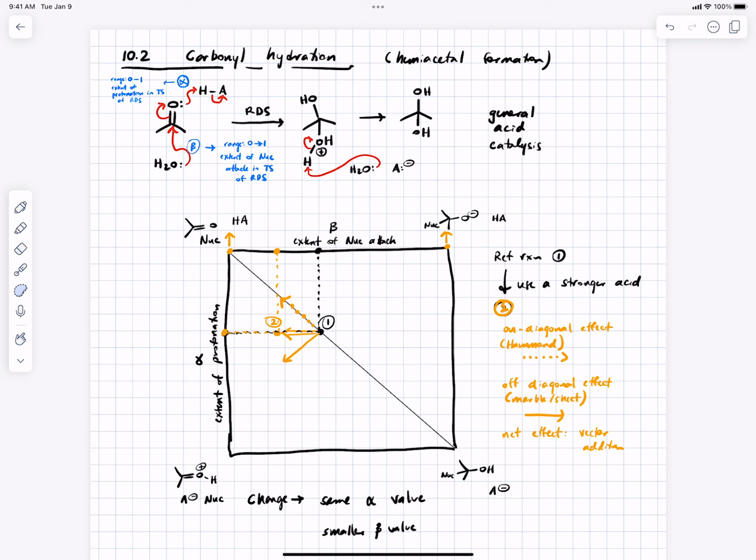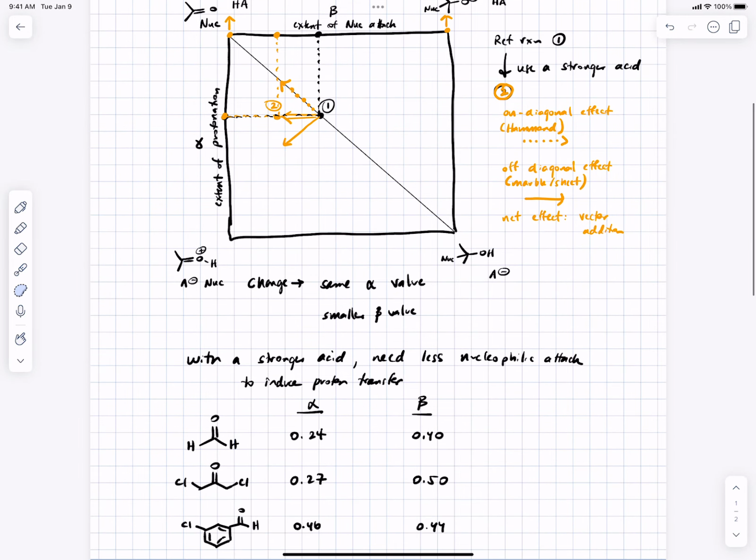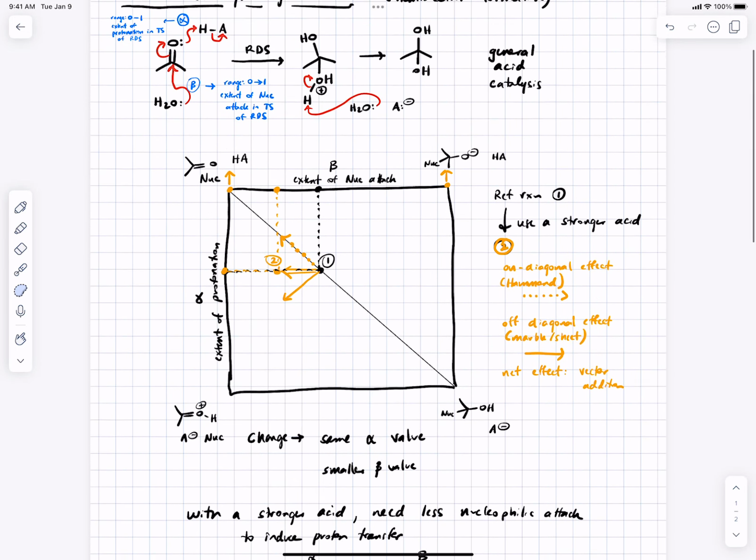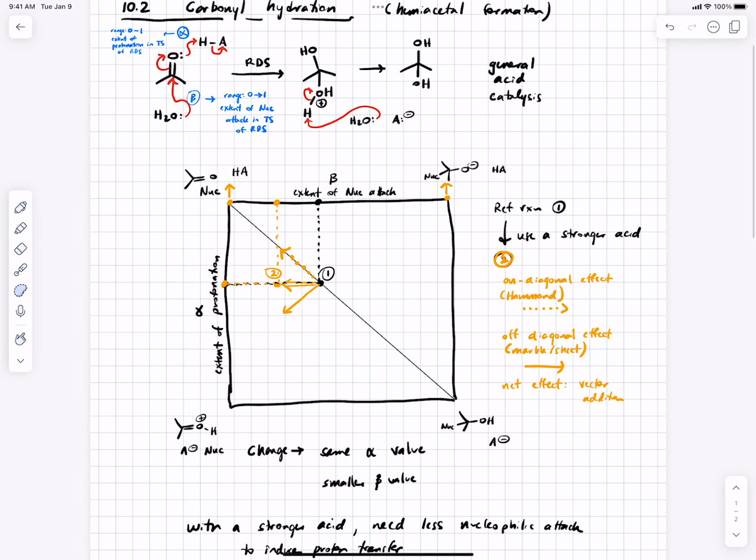All right, we are on chapter 10. We've been talking about carbonyl hydration. We had this discussion last time about the extent of nucleophilic attack versus protonation in the rate determining step of a general acid catalyzed mechanism.